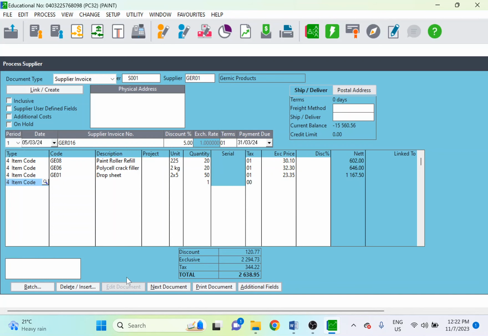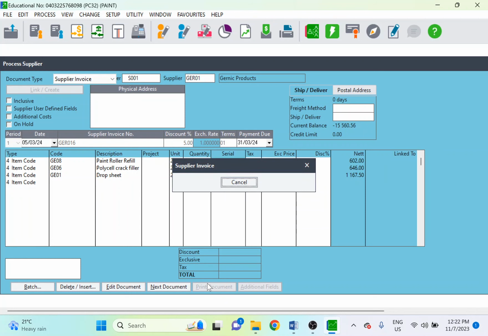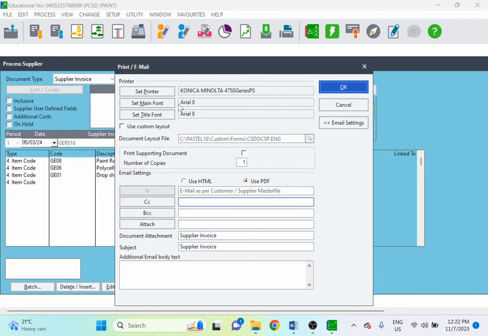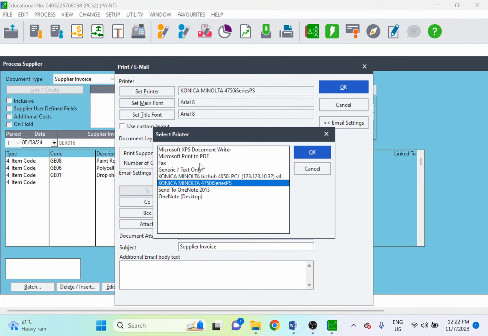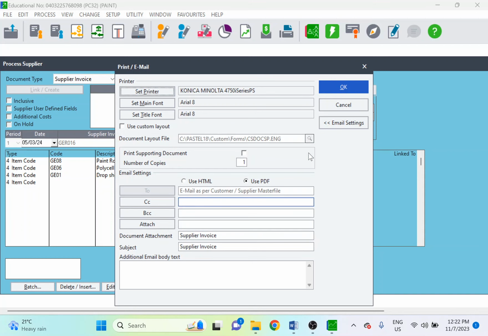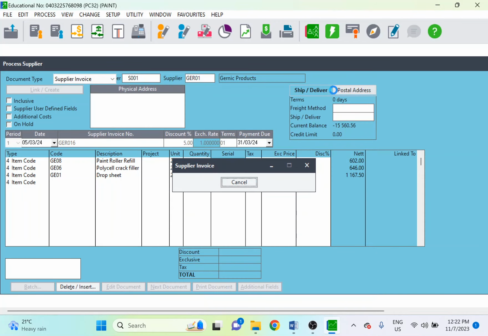Once you're done with that, you click print document, and then you click OK. Let's hope this time around send to OneNote might open.